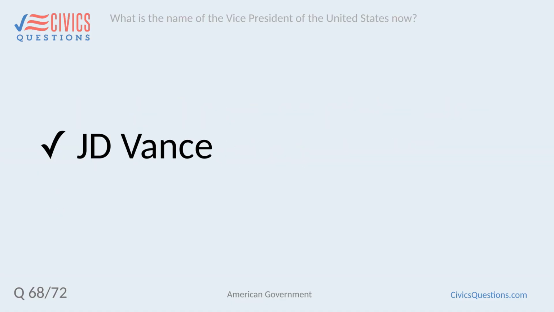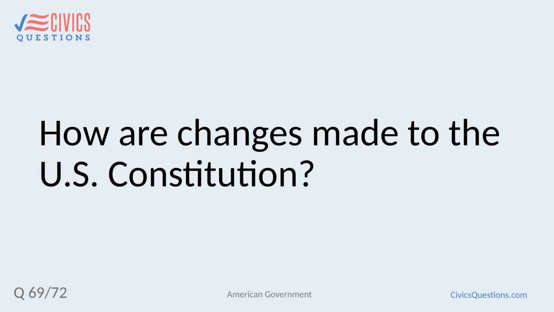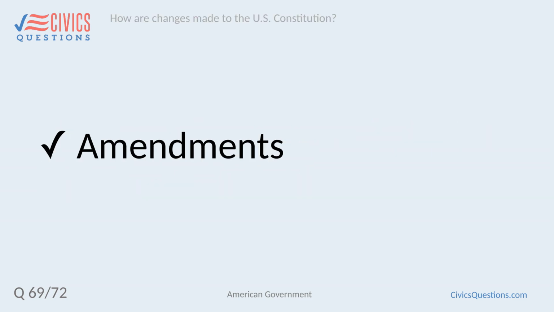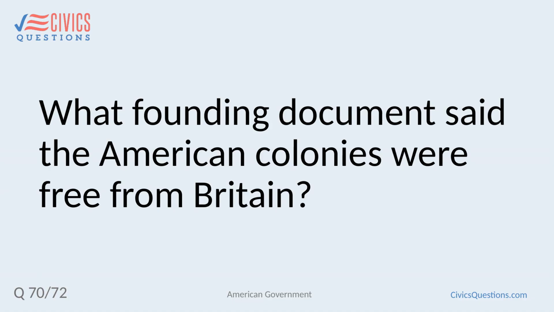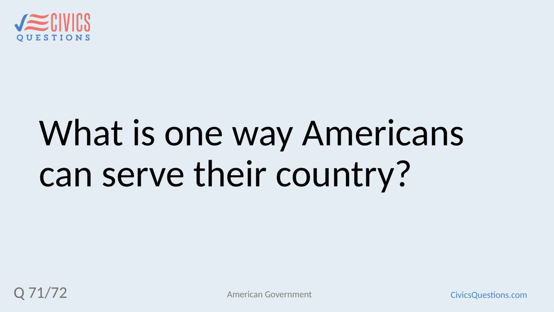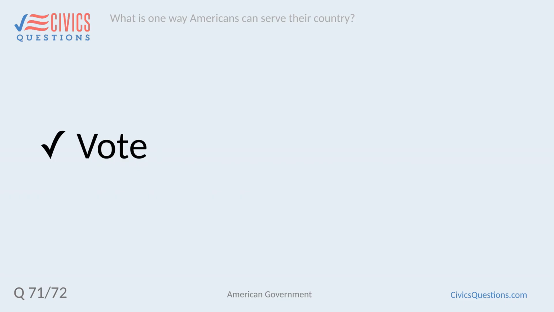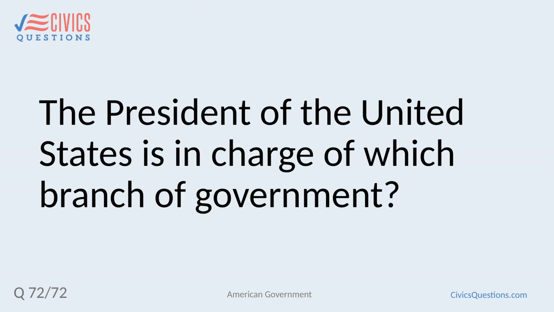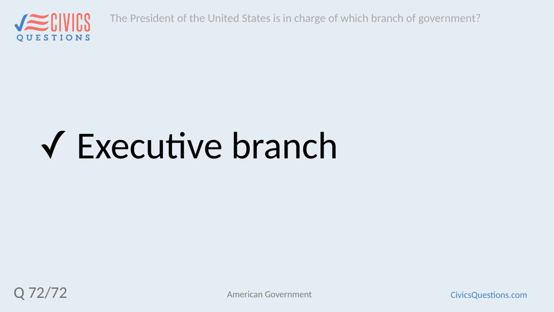What is the name of the Vice President of the United States now? J.D. Vance. How are changes made to the U.S. Constitution? Amendments. What founding document said the American colonies were free from Britain? Declaration of Independence. What is one way Americans can serve their country? Vote. The President of the United States is in charge of which branch of government? Executive.